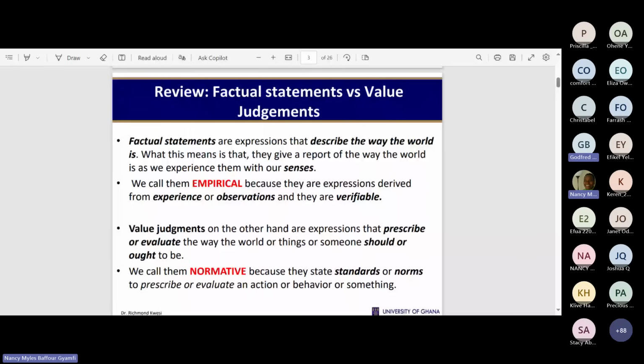Factual statements are expressions that describe the way the world is. What this means is that we give a report of the way the world is as we experience them with our senses. We call them empirical because they are expressions derived from experience or observation, and they are verifiable. Value judgments, on the other hand, are expressions that describe or evaluate the way the world or things or someone should or ought to be. We call them normative because they are fixed standards or norms to describe or evaluate an action or behavior or something.